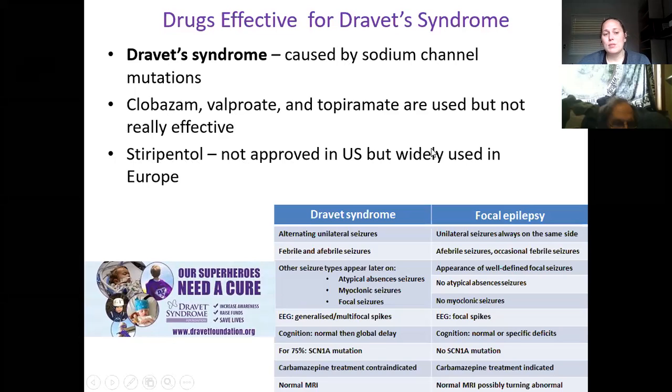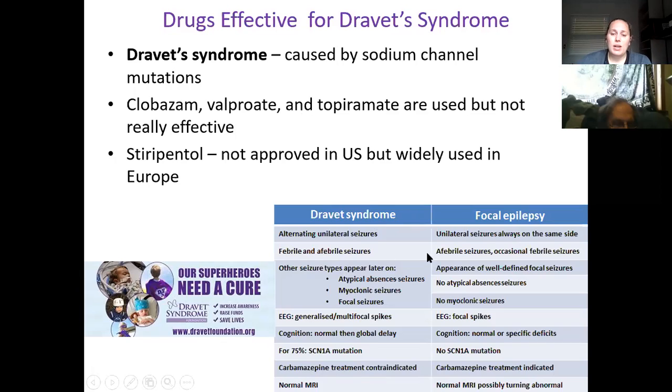Stiripentol is not approved in the US, but widely used in Europe. I just kind of included this, because this is a channelopathy, generally people are born with this genetic predisposition for epilepsy. And so it is kind of a child's disease, but these individuals definitely survive into adulthood and are still having to deal with this particular channelopathy.